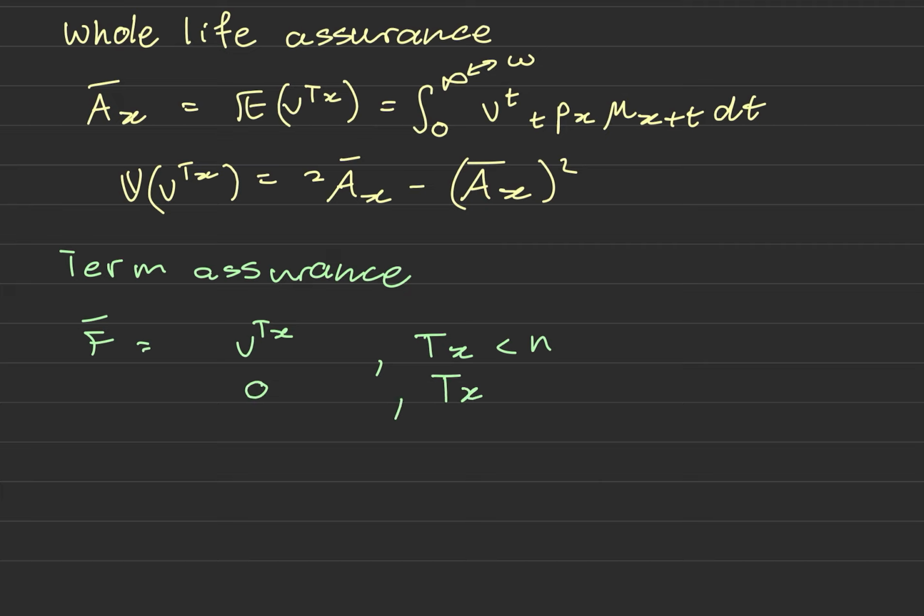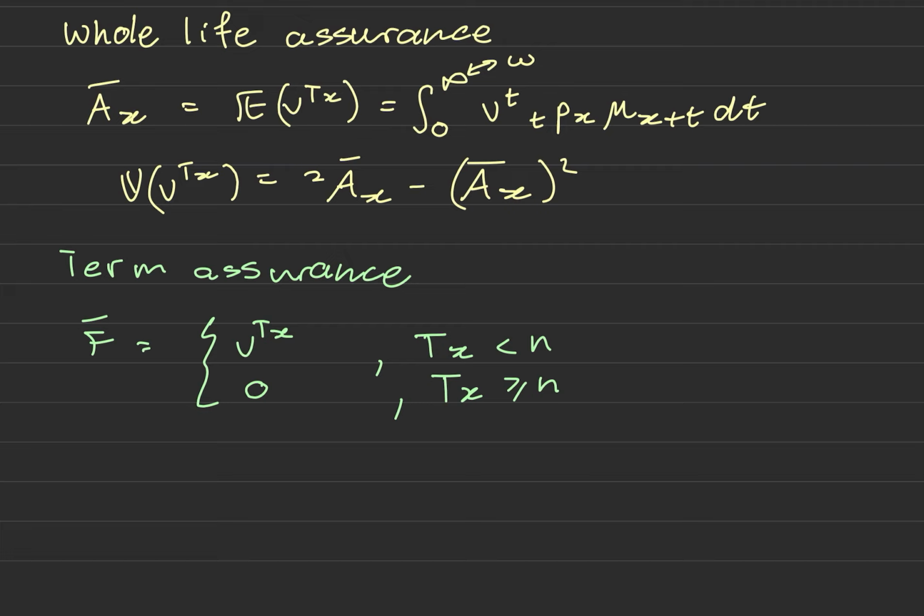Okay, so this is equal to v to the Tx when Tx is less than n, and 0 when Tx is greater than or equal to n. Okay, so let's understand this. When the life has a complete future lifetime that is less than the term of the contract, then I will be present valuing that lump sum payment by Tx, which is the exact amount of time that this person has left until they die, when they are now currently aged x.